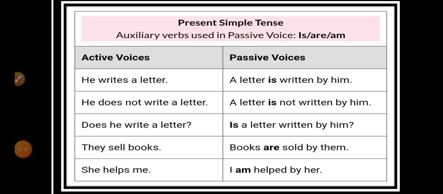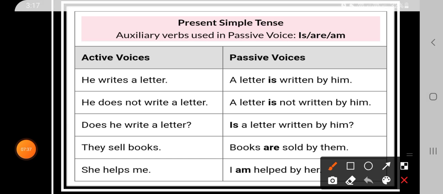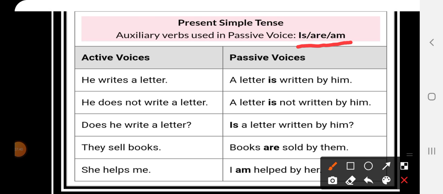Here are a few examples given in simple present tense. The auxiliary verbs which are used while forming passive voices in simple present tense are is, am, and are. Is we use when our subject is singular, am we use when our subject is I, and are we use when we have a plural subject.